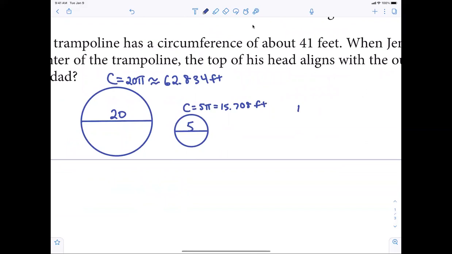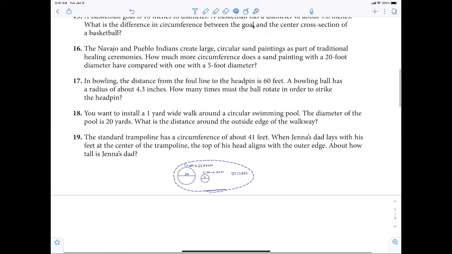Forty-seven point one two four feet. Okay. Anybody have any issues with that? That wasn't that hard, right? Just find the two circumferences and subtract. All right. So now what I'm doing is I'm copying this. I'm going to make it smaller and I'm going to put it over here in its position.